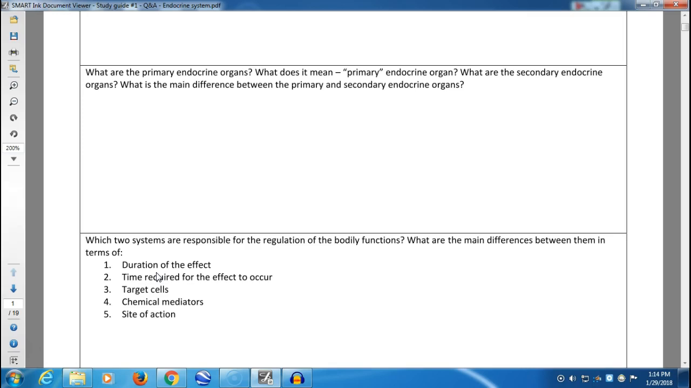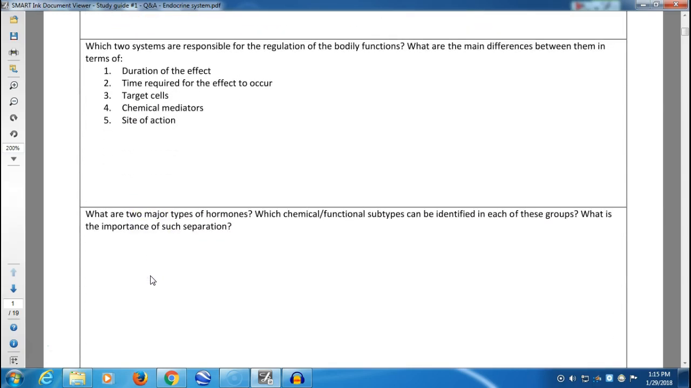Primary endocrine organs use hormones, obviously. Know which ones are primary. Now, if I give you a list, you have to recognize which one is primary and which one is secondary. Same as we did on the quiz. The main difference is that secondary has some other function. Well, it's nervous and endocrine. Be able to compare. Okay?